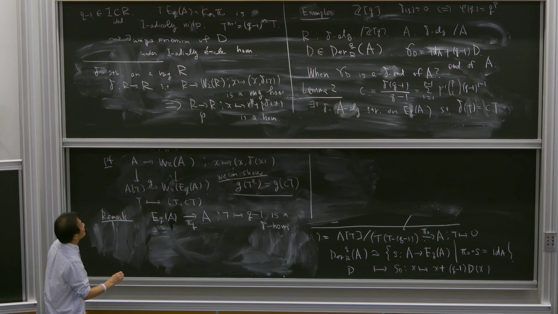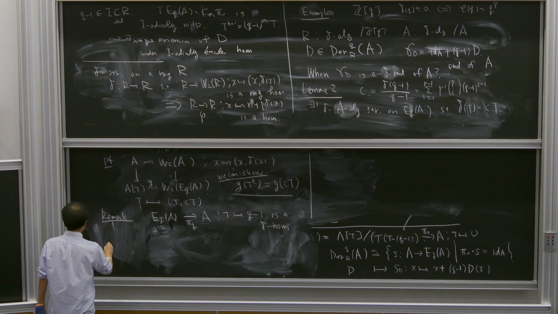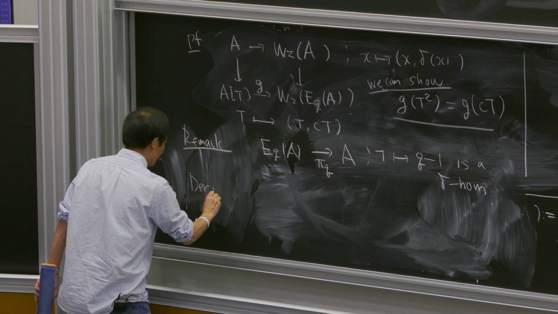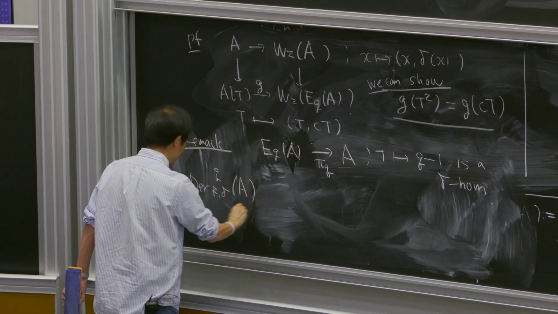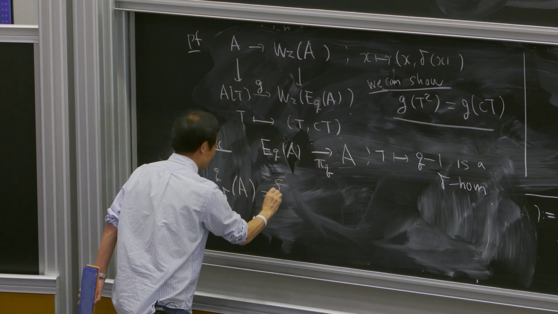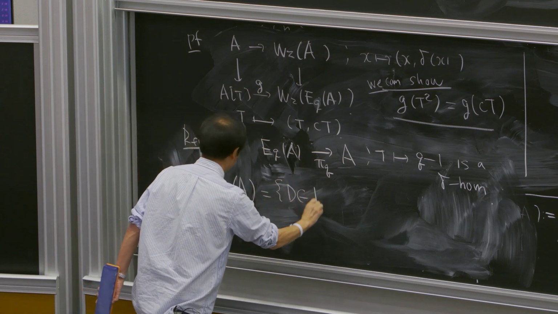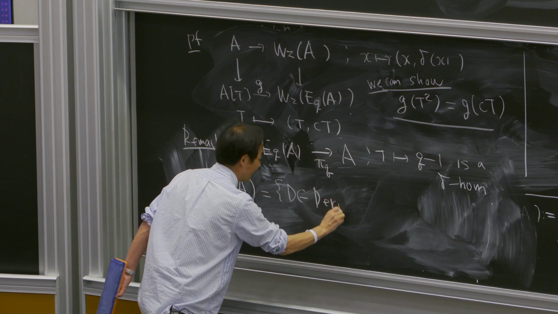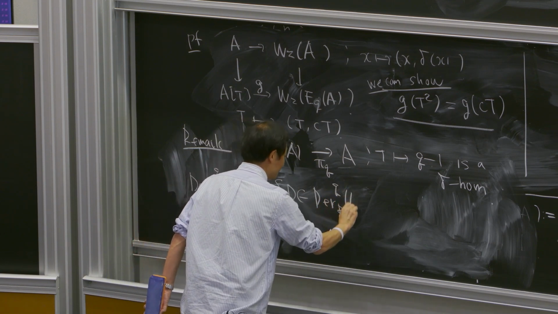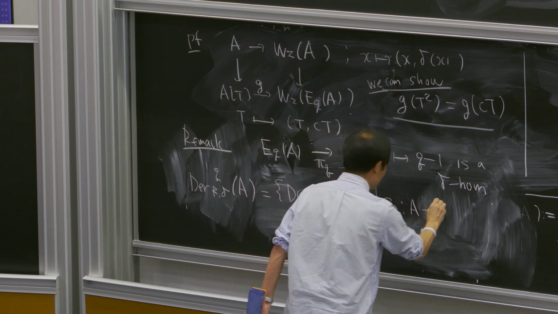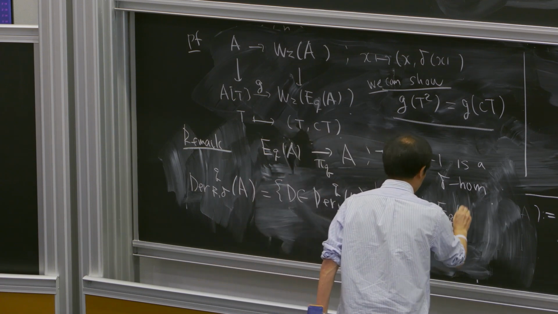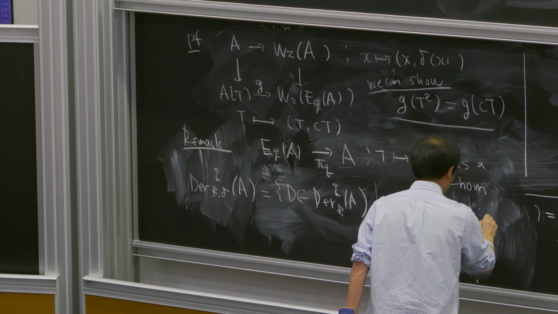And so then I define a q-derivation compatible with the delta structure to be just a q-derivation such that the corresponding section of E_q of A is a delta homomorphism.